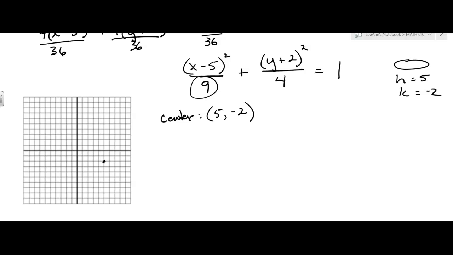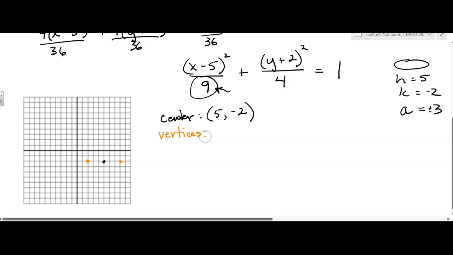And then it is going to be pancake. So my A, I'll just write it here. My A is going to be 3, plus or minus 3, I guess if you want to think of it that way, because A squared is 9. So that means we're going 3 to the left, 3 to the right. So 1, 2, 3, and 1, 2, 3. Okay. So we can figure out what the vertices are by looking at the graph. I think they want us to say what the vertices are. So it looks like I have (2, negative 2) and (8, negative 2).